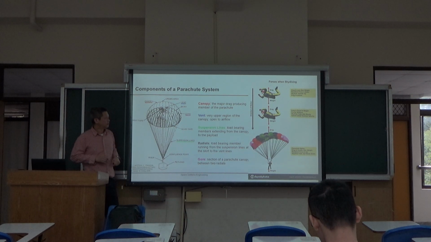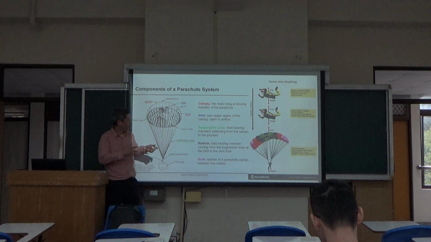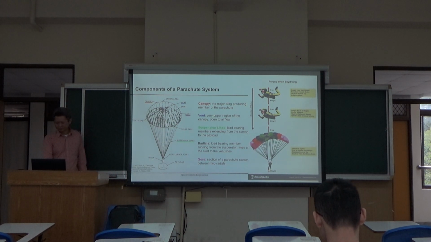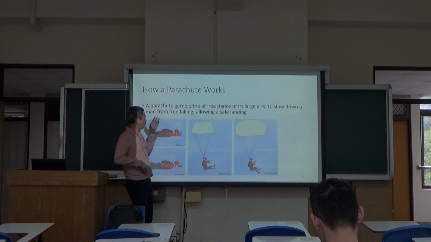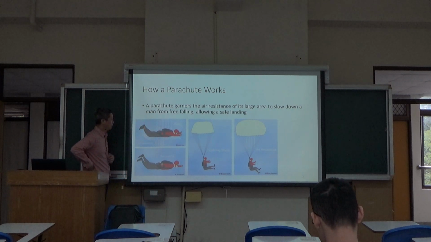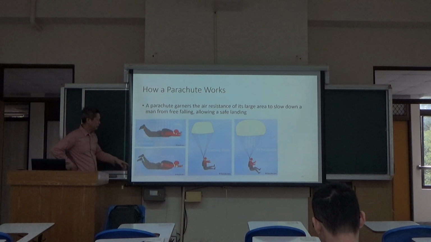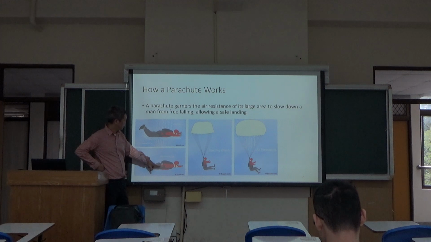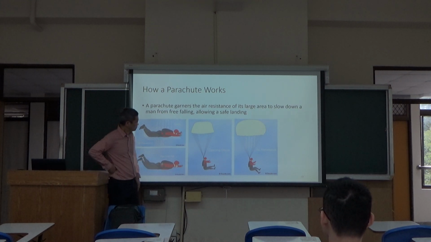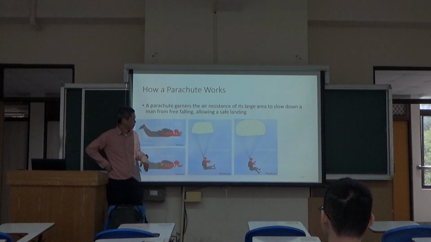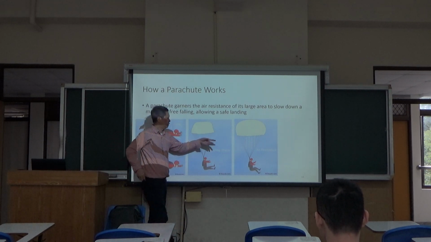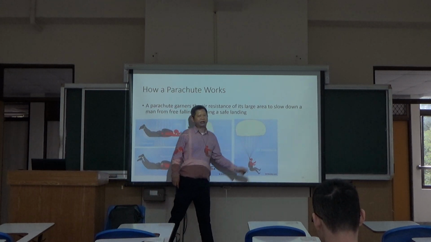Okay, so at the very upper region of the canopy, there is an opening to let the air flow, and then the suspension line will help you support the weight. So let's see how the parachute works. You start free fall, let's say from high from the aircraft, and then you trigger the parachute to open. Then upon opening, there is a sudden shock, and then the air will fill up the canopy.